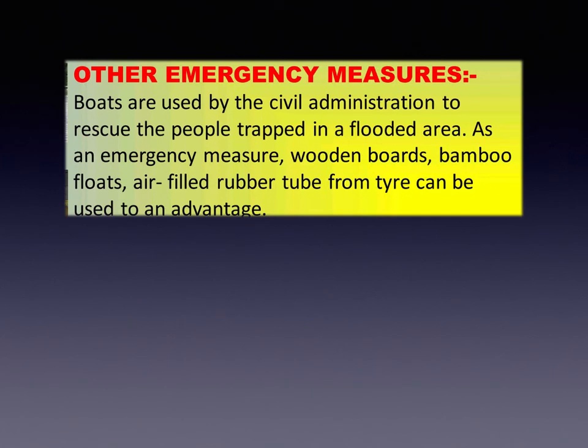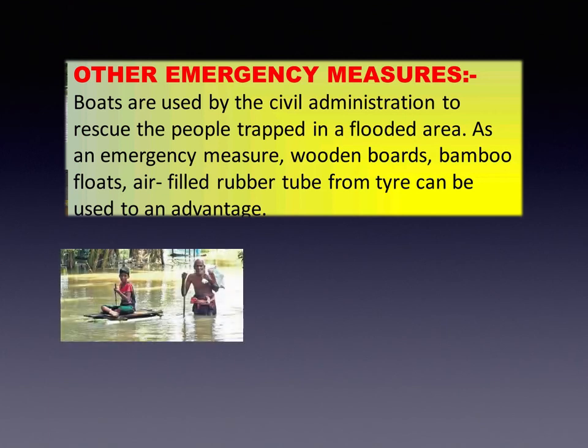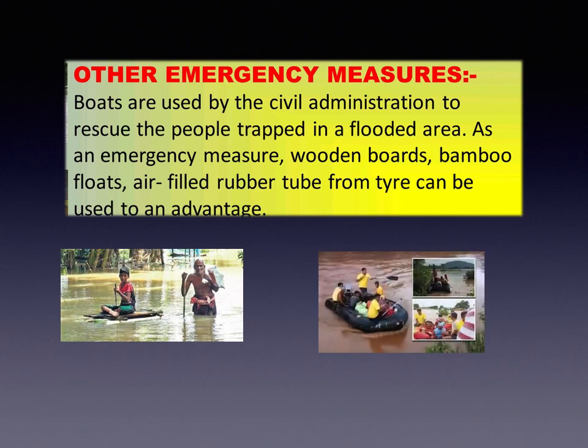Next we shall see other emergency measures. Boats are used by the civil administration to rescue the people trapped in a flooded area. As an emergency measure, wooden boats, bamboo floats, and rubber tubes from tires can be used to advantage.